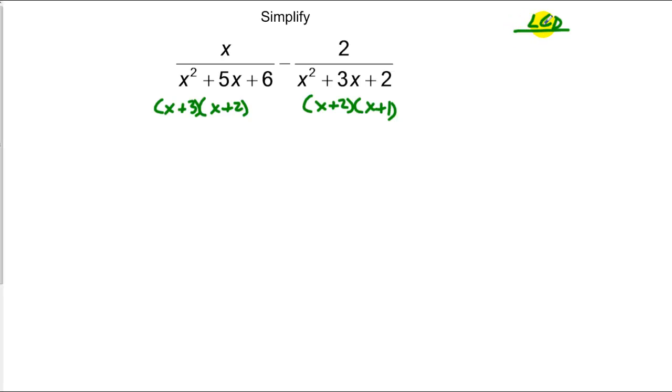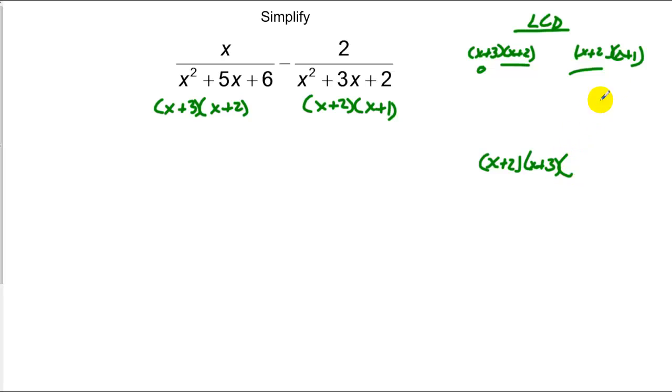Go over here to find my LCD. Once again, on the left I have the x plus 3 and the x plus 2, and on the right I have the x plus 2 and the x plus 1. The x plus 2's are in common, so I'm going to need that, as well as the x plus 3 from this guy, and the x plus 1 from this guy. So there's my LCD. Rewrite it into both terms.